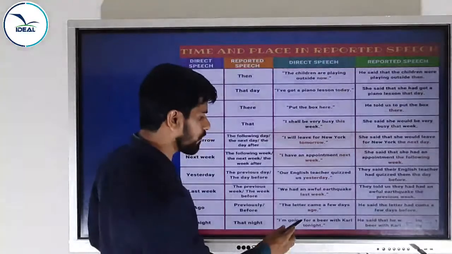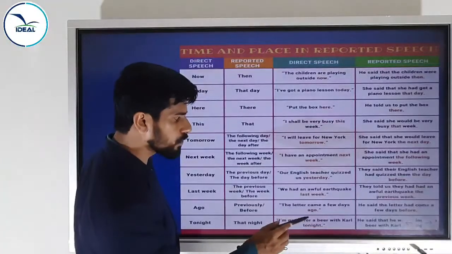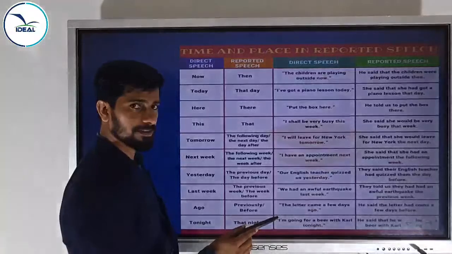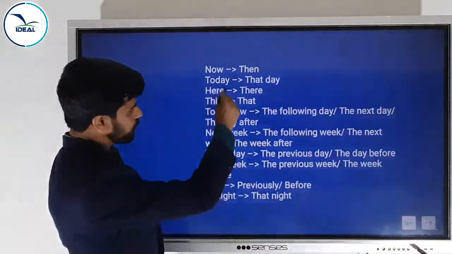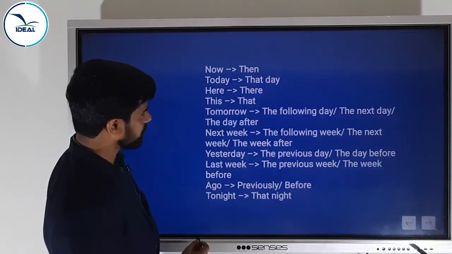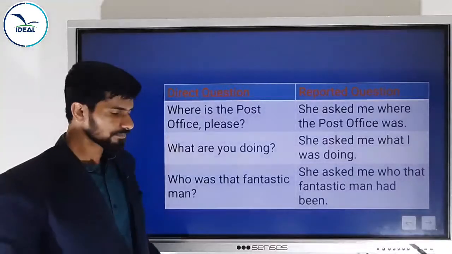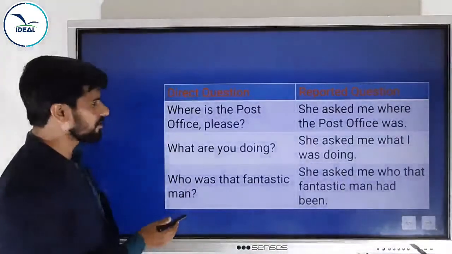I am going for a beer with Carl tonight. He said that he was going for a beer with Carl that night. You notice the changes. Okay. So all these things we have discussed, right? In the table we have seen these things. Okay, that's fine. And what changes take place when you convert a question into reported speech?